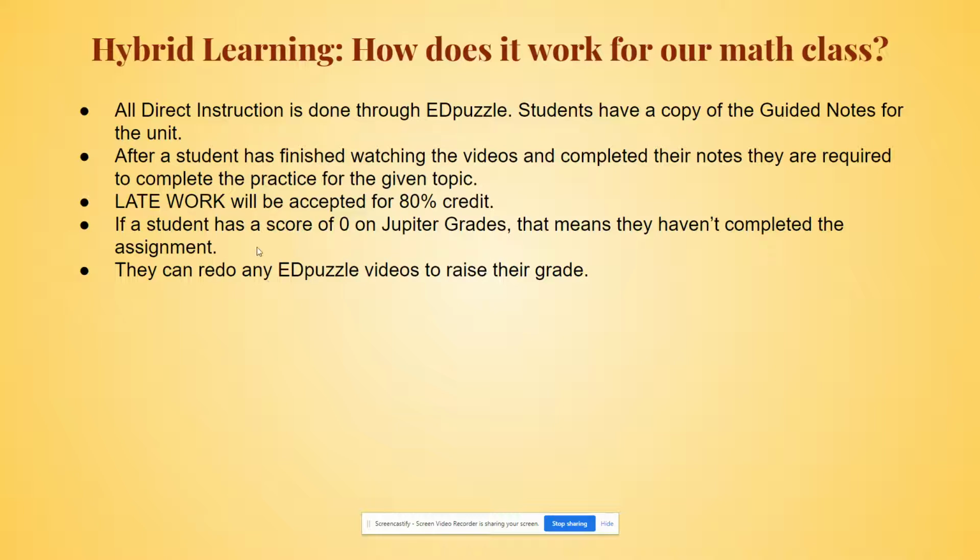On Jupyter Grades, if a student has a score of 0, that means they haven't completed the assignment. So if you see a score of 0 on Jupyter Grades, it's just missing for me. I put a 0 just to remind them that they haven't done it yet. All right, and again, they can always redo any Edpuzzle video to raise their grade.